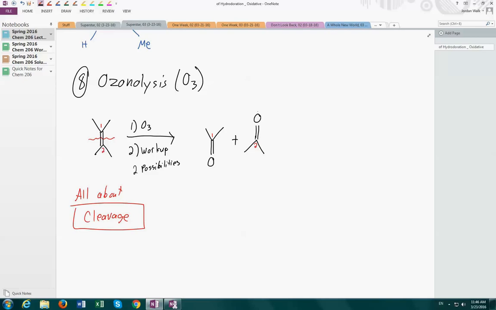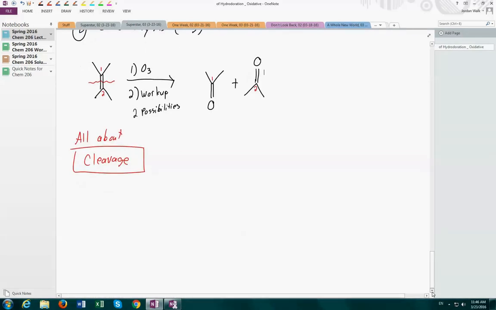Okay, so let's see. I don't think we're going to be able to finish this one. Let's do the two possible workups, I think, and then call it a day. So, like I said, we're going to be able to do two possible workups for this reaction. And so let's see how those things really differ.